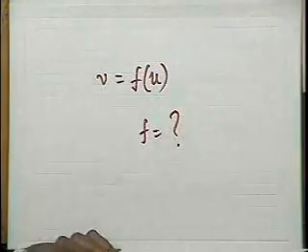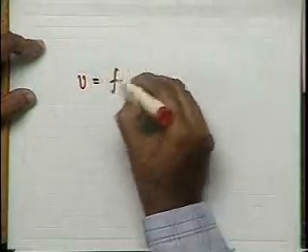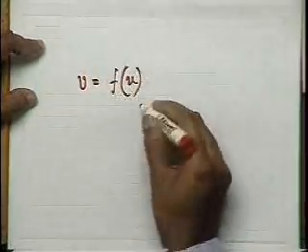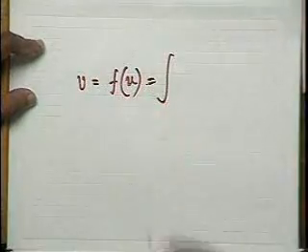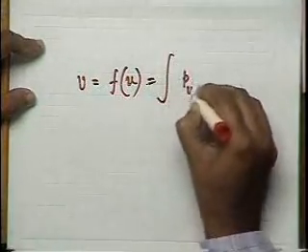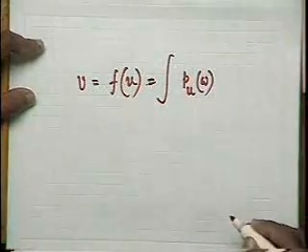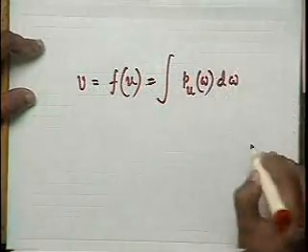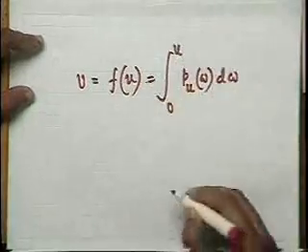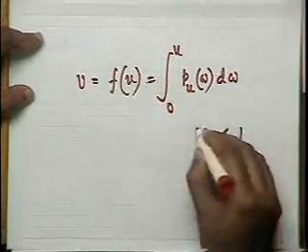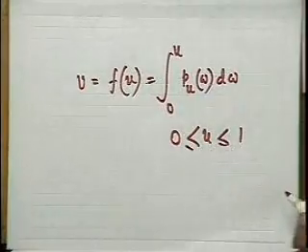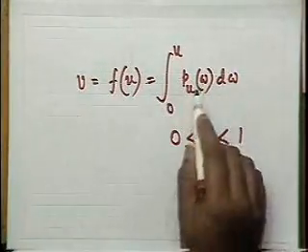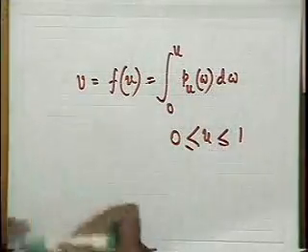Now let us choose the function f like this. If we take a transformation function of this nature, I define v as f of u, which I write as the integral of p of u with respect to the dummy variable w, dw, integrated from 0 to u, for all u in the range of 0 to 1. Then what am I writing in this integral expression? Can anybody tell me?